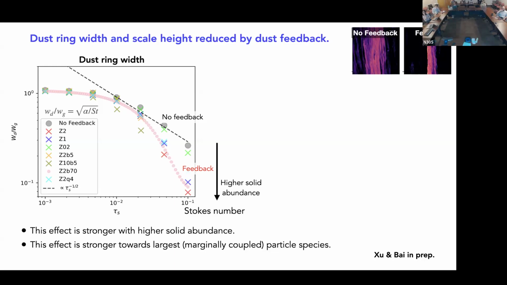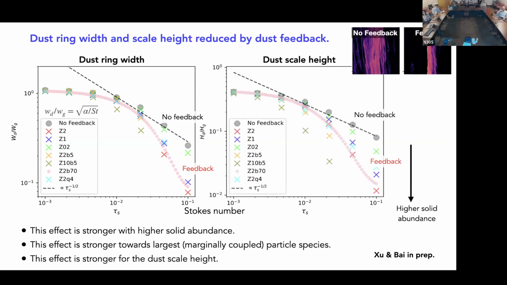So this is for the dust ring width. We can do the same thing for the scale height, and we see very similar patterns. Dust scale height is also reduced when feedback is included, and this is also stronger when you consider a higher dust-to-gas ratio.